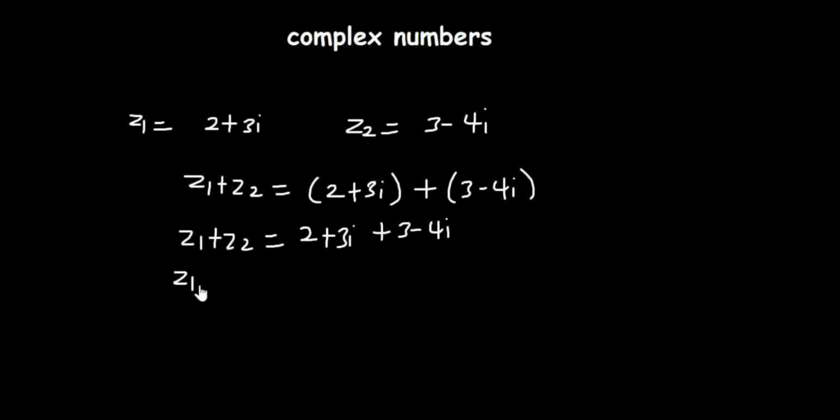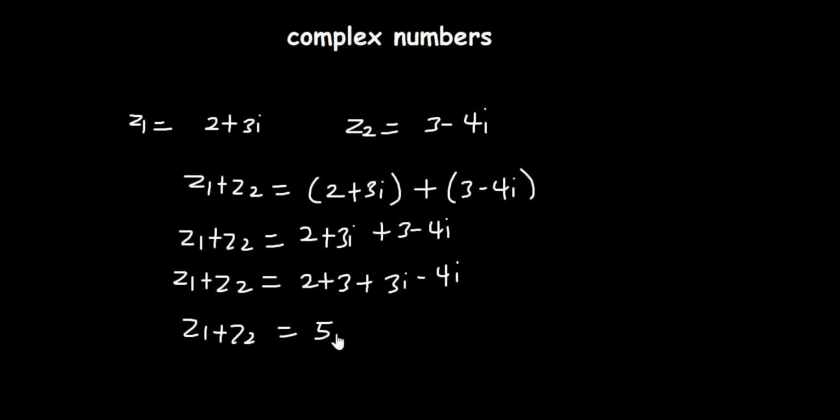Okay, so that gives me z1 plus z2. We are going to group the real parts and then the imaginary parts separately. So that is 2 plus 3, and then plus 3i minus 4i. So this will give me z1 plus z2 to be equal to 2 plus 3, which will be 5, and then 3i minus 4i, that is minus 1i. So this will be equal to 5 minus i.